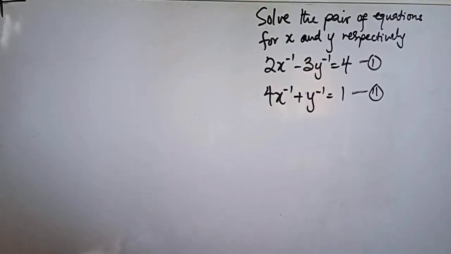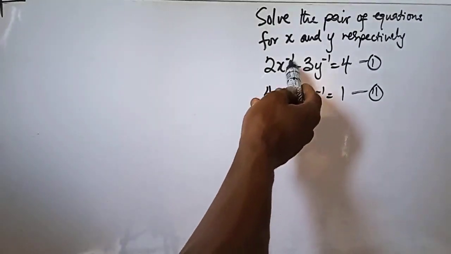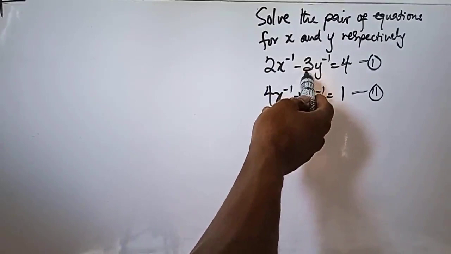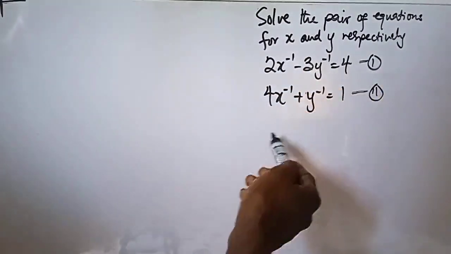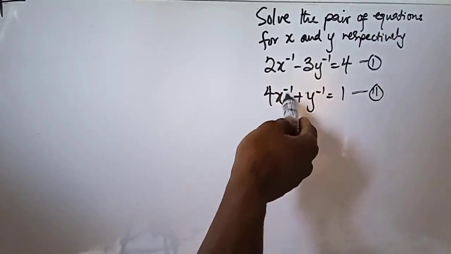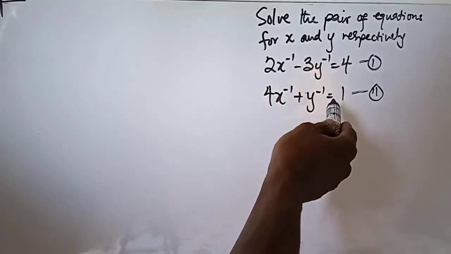Here before us today is an equation, and it's been said solve the pair of equations for x and y respectively. Now looking at this equation, we have 2x raised to power minus 1 minus 3y raised to power minus 1 equals 4. That's equation 1. And 4x raised to power minus 1 plus y raised to power minus 1 equals 1.